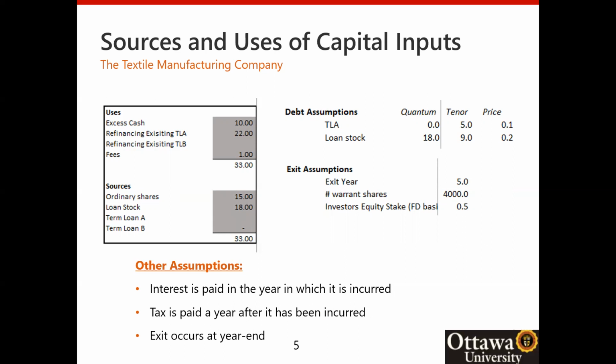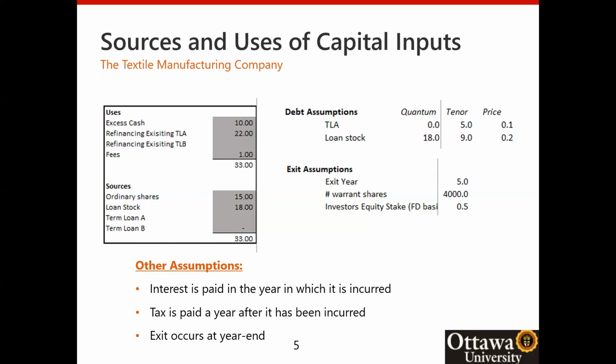For the source of the funds, the proposed investment would come from two main sources. That is the ordinary equity investment of 15 million and the loan stock of 18 million. Taking a look at the debt assumption, the long-term debt has a 5-year maturity and bears an interest rate of 12% annually. The loan stock is a bullet loan with 9 years maturity and bearing an interest rate of 20% annually.